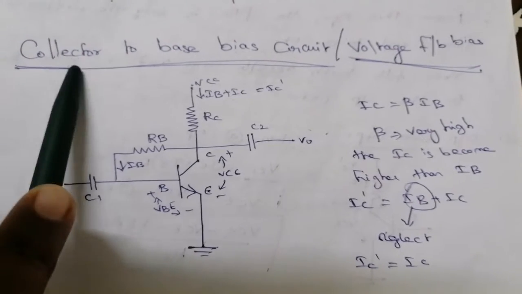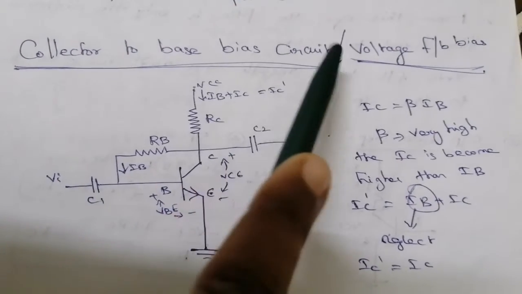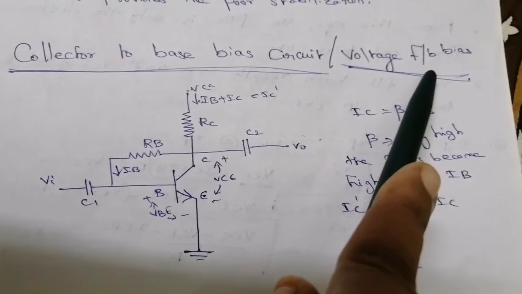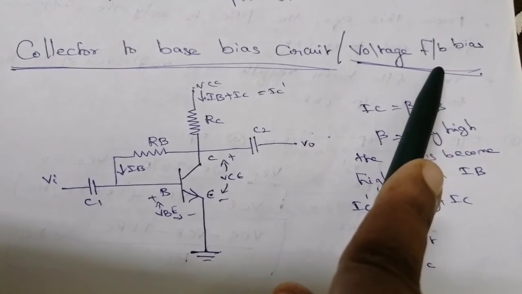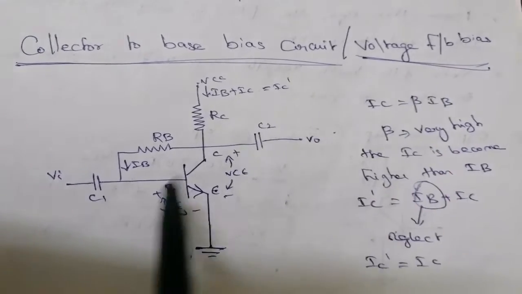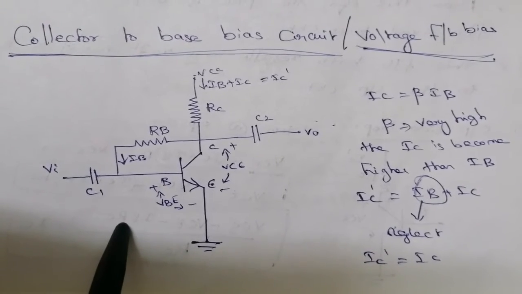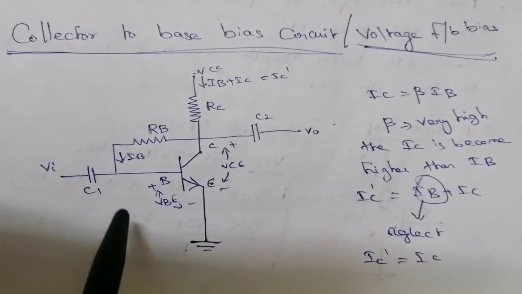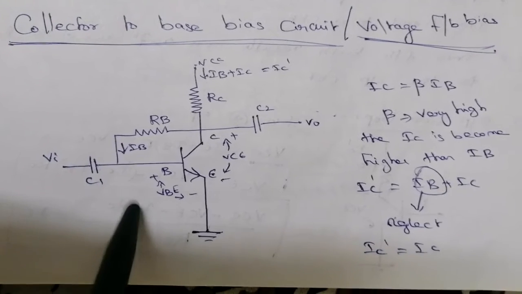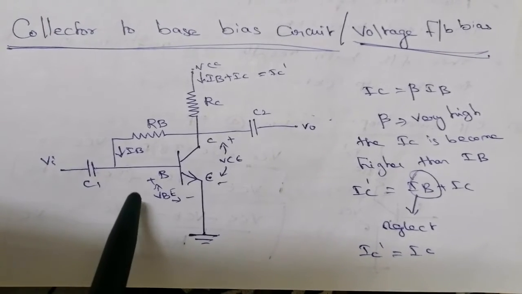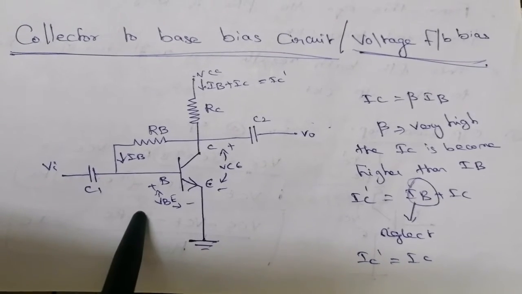Okay, next topic is collector to base bias circuit, or voltage feedback bias circuit. Already we have seen the fixed bias circuit. In a fixed bias circuit, the stabilization is very poor, that is, it gives a poor stabilization. The reason is we keep the base current constant.